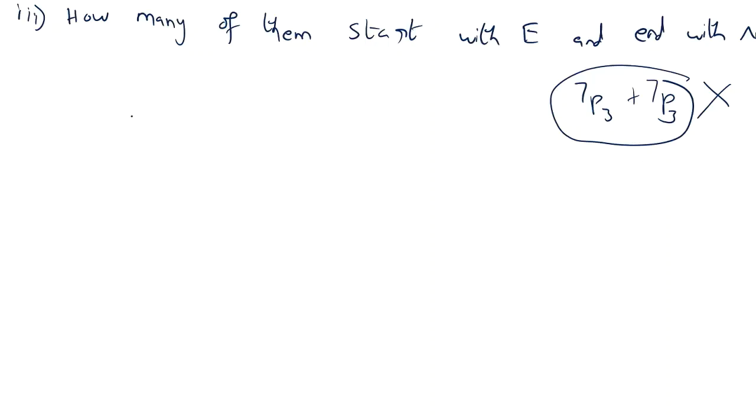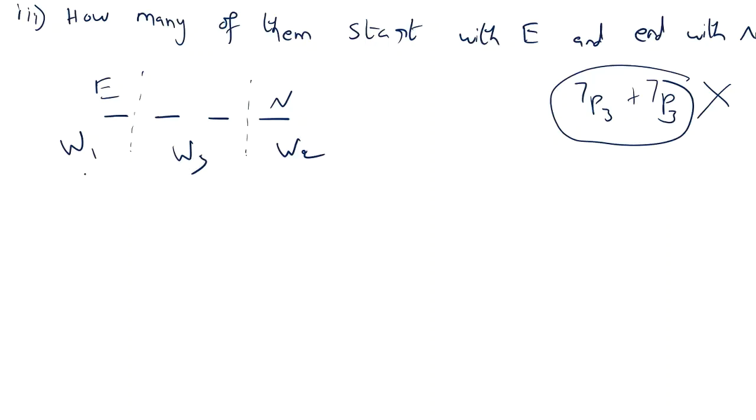Now what is the constraint here? We have to fill the first blank with E and the last blank with N. The first letter should be E and the last letter should be N. So I am dividing this task into 3 works, W1, W2 and W3. W1 is to fill the first blank with E. W2 is to fill the last blank with N. W3 is to fill the remaining 2 blanks with the remaining letters.